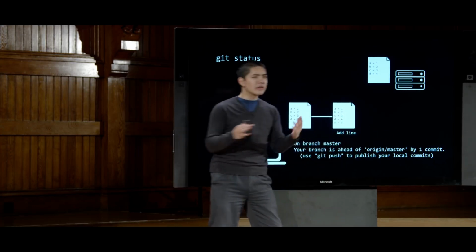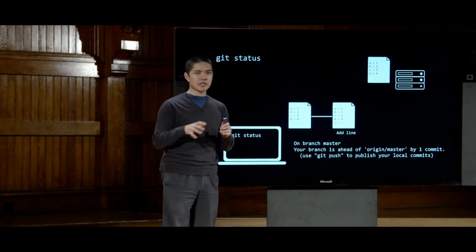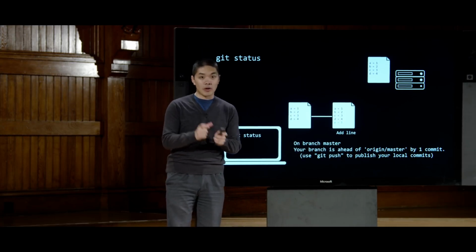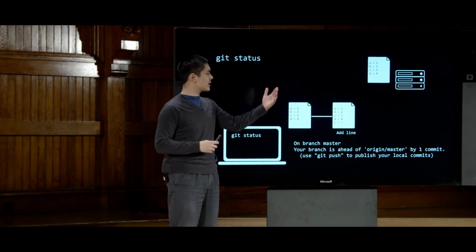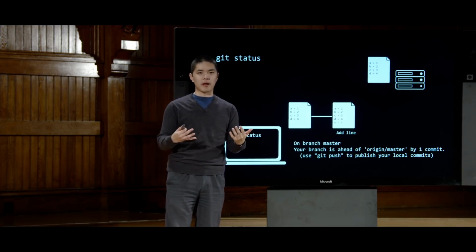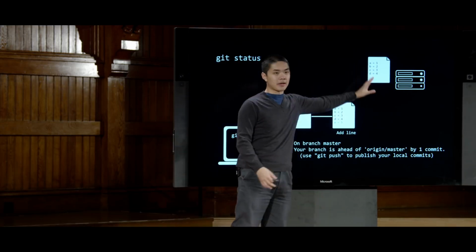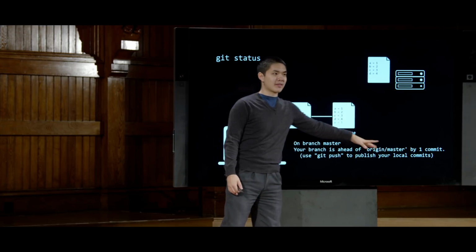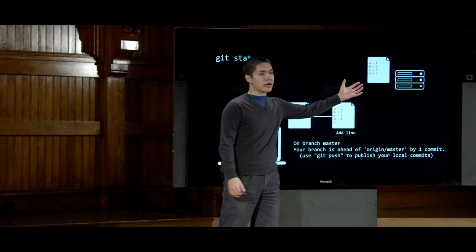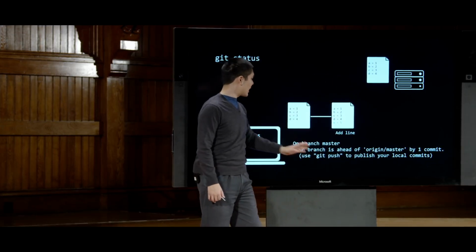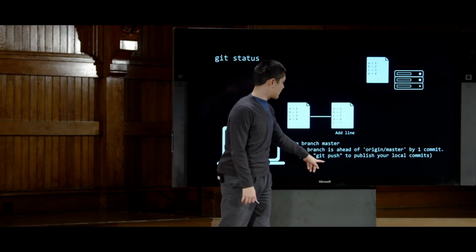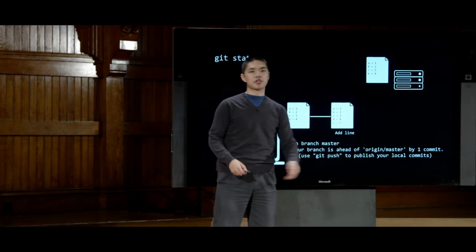And so this is a long-winded way of saying that my local version of the repository, the version of the repository on my computer, is ahead of the origin version of the repository, the version of the repository that's up on GitHub, by 1 commit. That I have 1 commit that the origin, GitHub, does not have. And it's helpfully telling me I can use the command git push to publish your local commits.